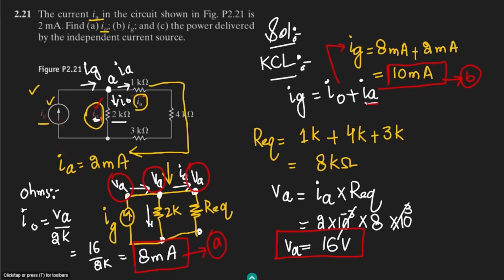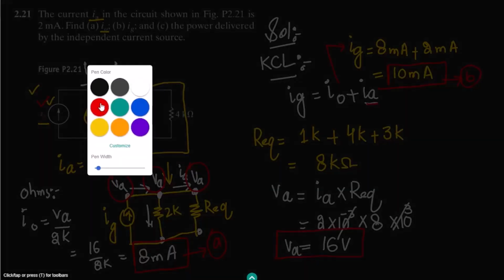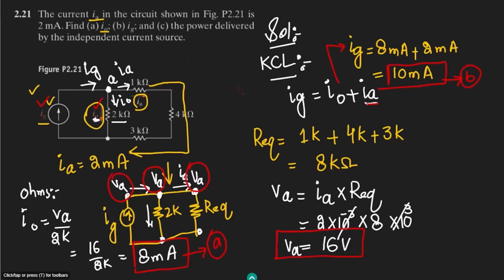Now we want to find out the power delivered by this source. So for the sources, we know that, let me solve it here, the power which is generated or dissipated is equal to V multiplied by I, where V is the voltage across the source and I is the current provided by it. So the voltage which is here is already VA, because all of these three are in parallel, and the current is Ig.